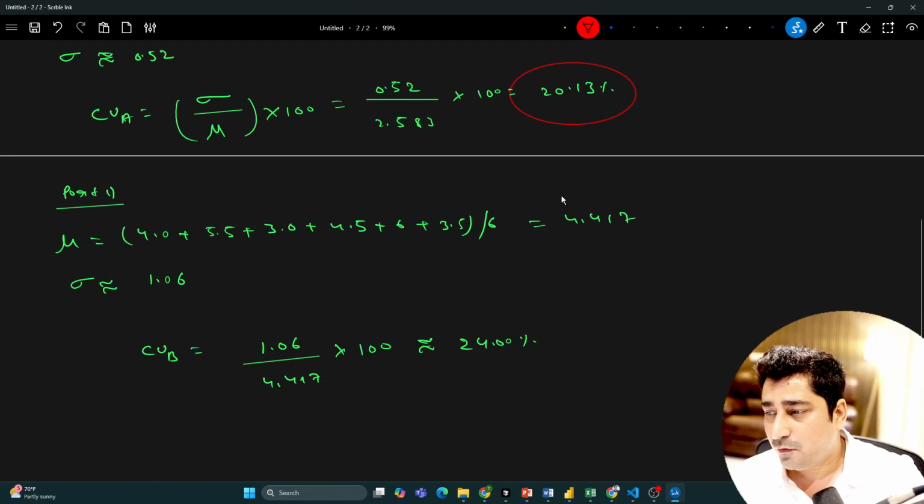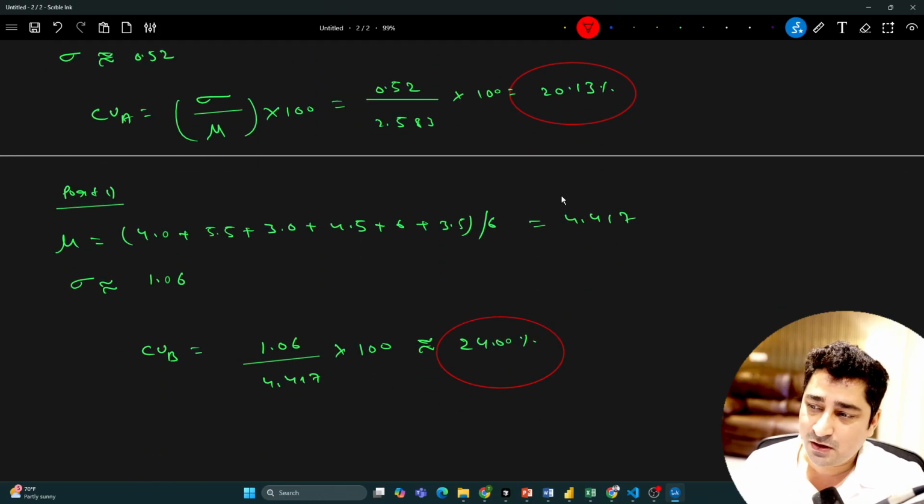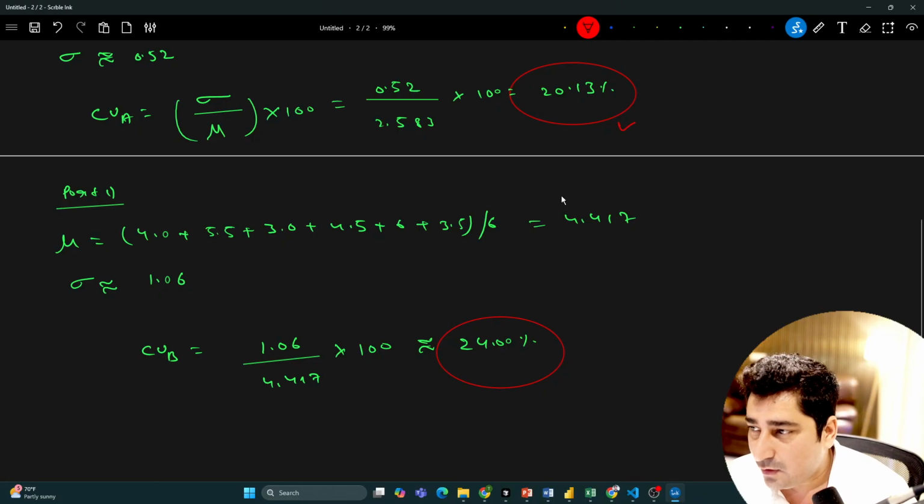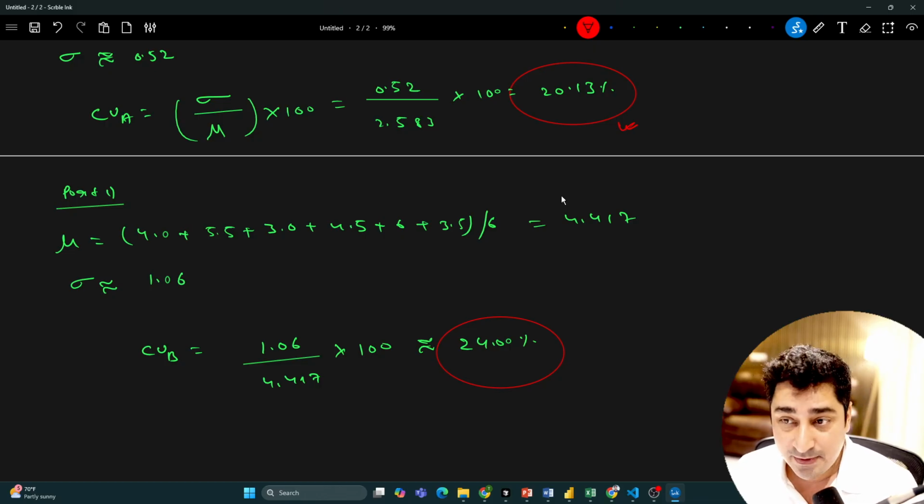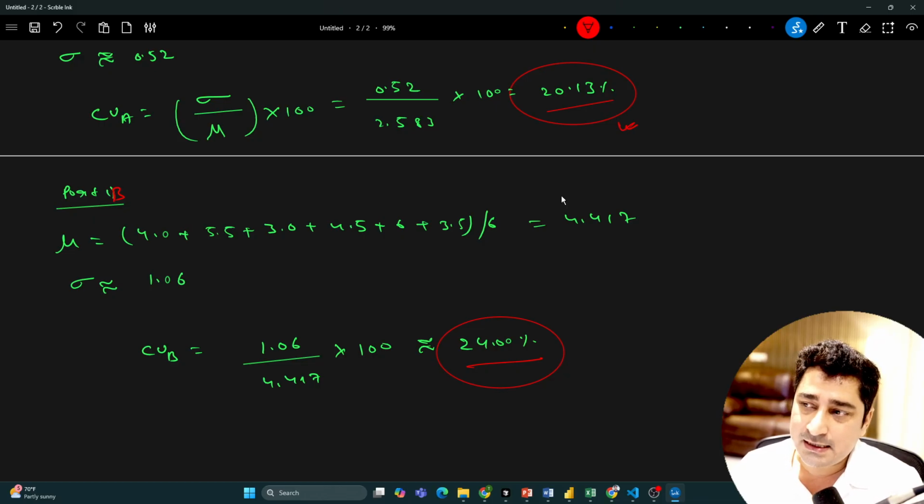So for portfolio A, my coefficient of variation is 20.13, and for portfolio B it is 24. Now I can decide easily which one is the less risky portfolio. Obviously the variation is low for portfolio A. I'm just doing a relative comparison between portfolio A and portfolio B over here. So I can clearly state that for portfolio B, the risk is higher.